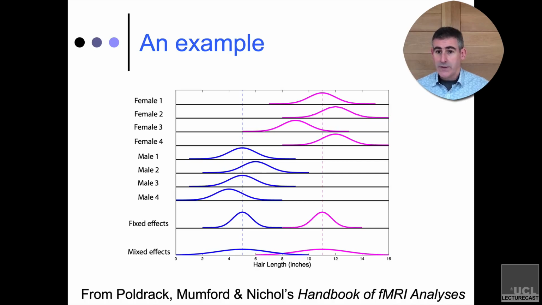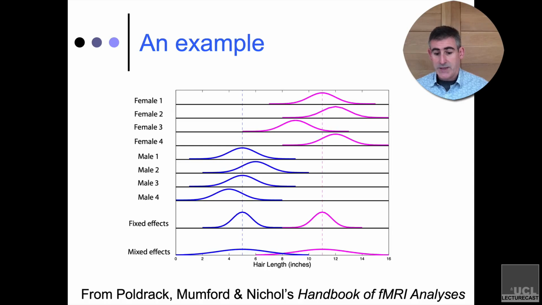If you ignored the between subject variance, then what you would get is an estimate of the curves shown on the fixed effects line. Fixed effects by definition means we're going to ignore between subject variance. All 4 of those men have the same shape distribution, so all we need to do is find the mean of those 4 values. Because the distributions are the same, as you get more participants, so not 1 but 4 in this case, the variance reduces, and you get a tighter curve. So the fixed effects analysis shows a really strong difference between male hair length and female hair length.